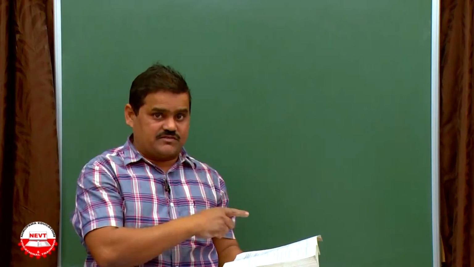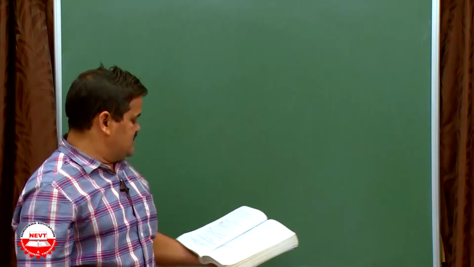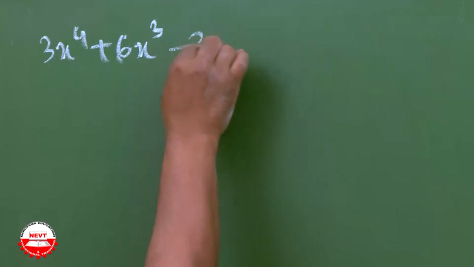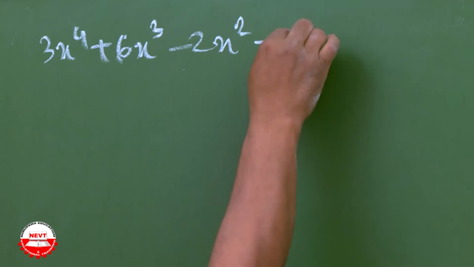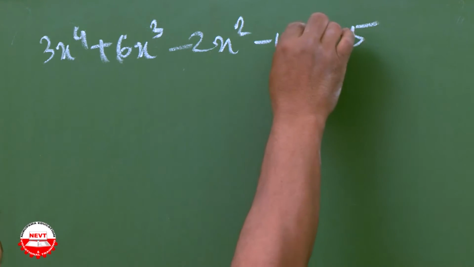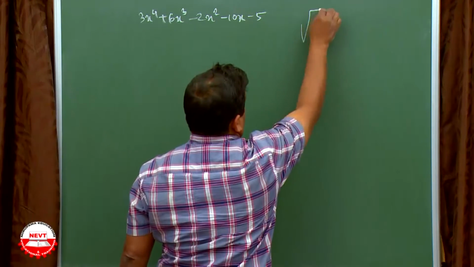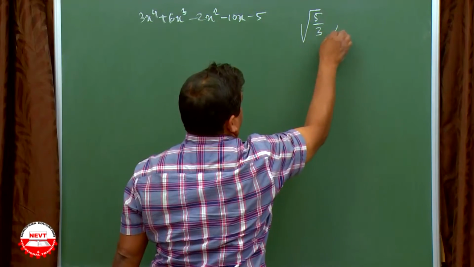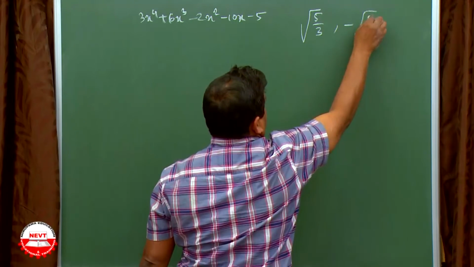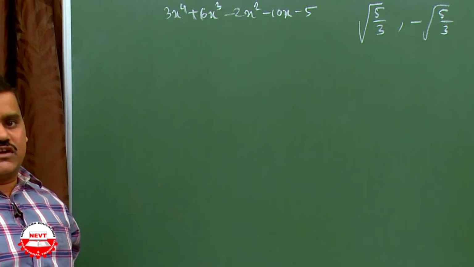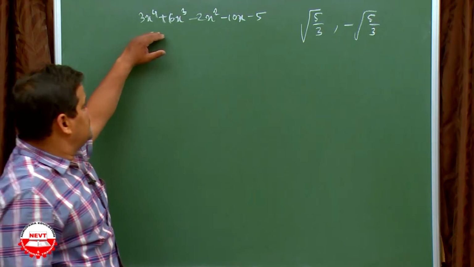Question number 3. This is the most important question. One example I have discussed already. Here it is given that 3x⁴ + 6x³ − 2x² − 10x − 5. If two of its zeros are √5/3 and −√5/3, then find the other zeros. This is the polynomial.